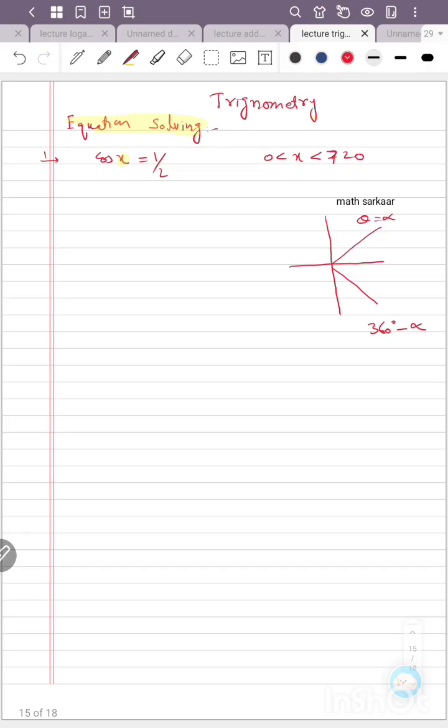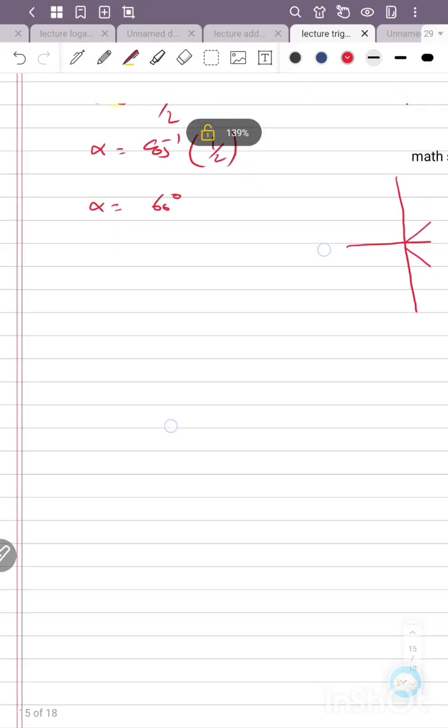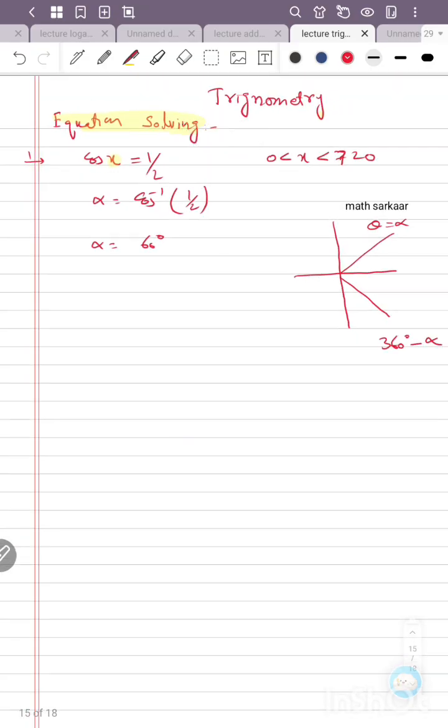Okay dear friends, we have a question on trigonometry, and its subtopic is equation solving. Previously we had to solve in the interval 0 to 360. Here the interval is 0 to 720. Cos of x equals 1 by 2. We have to convert it into alpha, which is cos inverse of 1 by 2. So here we get the answer 60. Okay dear friends, I hope you can understand it very easily.